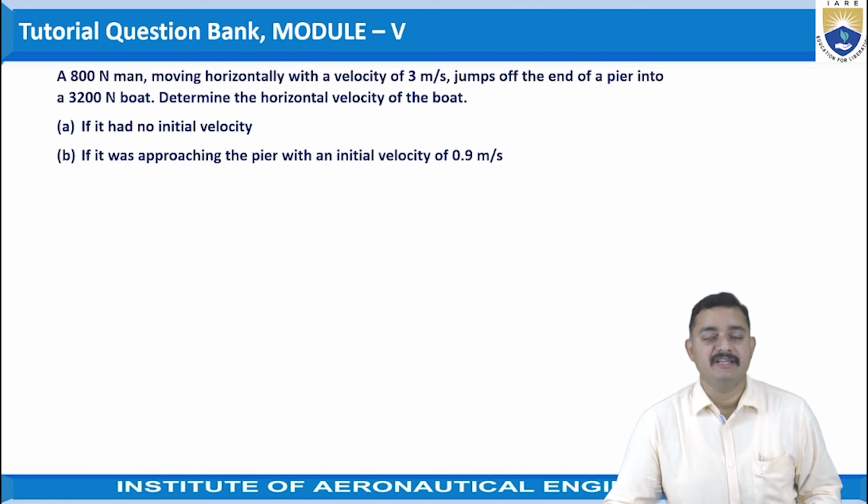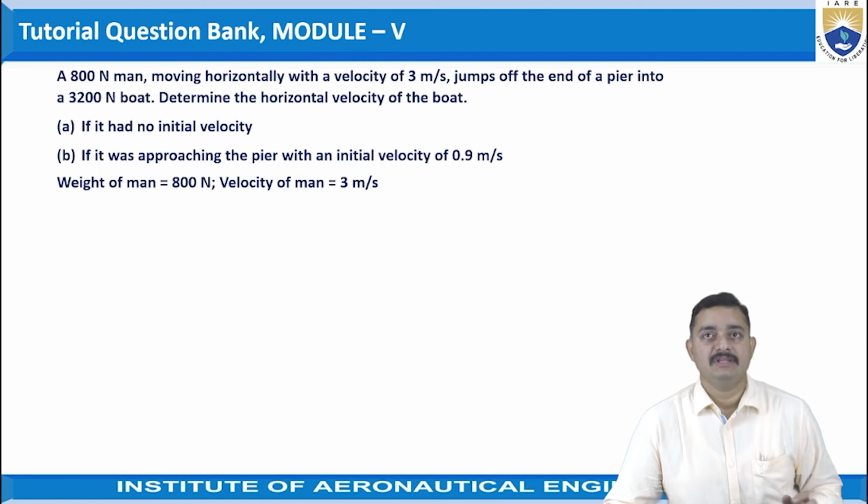The problem given is: an 800 Newton man moving horizontally with a velocity of 3 meters per second jumps off the end of a pier into a 3200 Newton boat. Determine the horizontal velocity of the boat if it had no initial velocity, and if it was approaching the pier with an initial velocity of 0.9 meters per second. So here also there are two cases, one is before and after action and reaction. So let us start the problem.